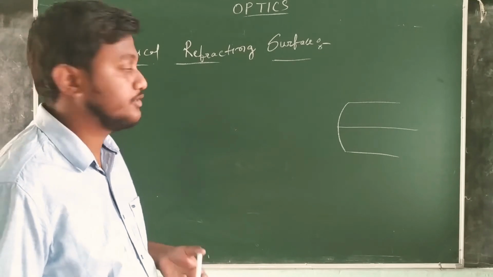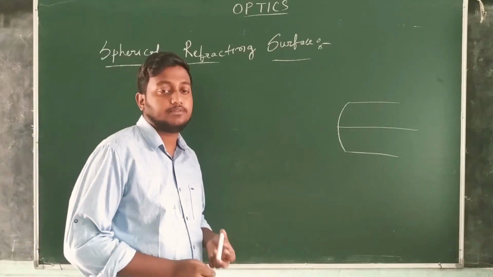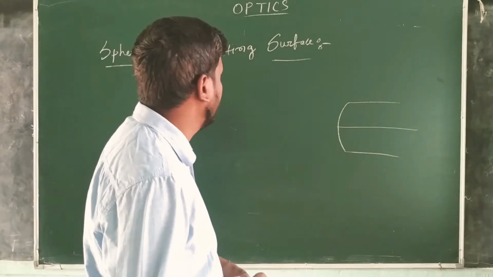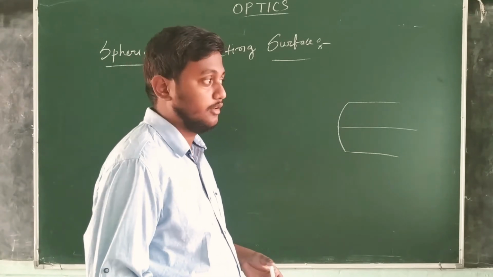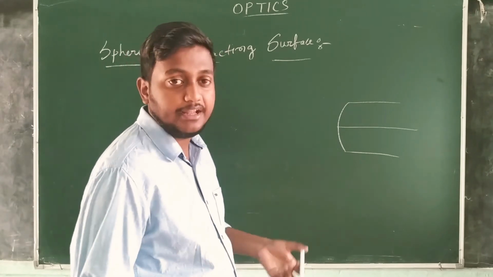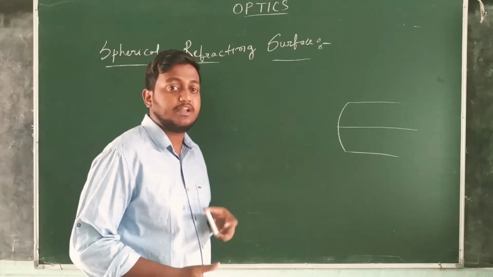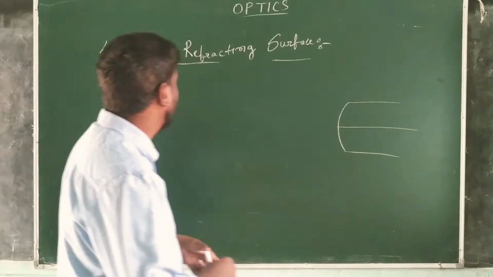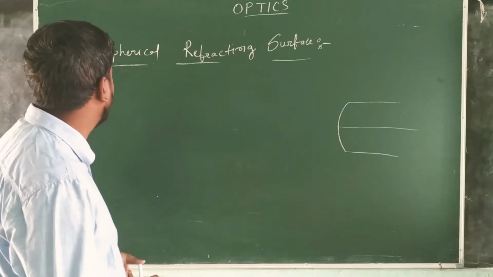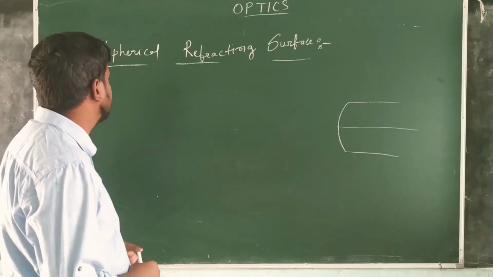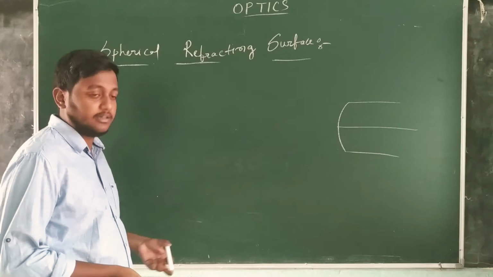So in my last lecture, I discussed the application of total internal reflection. I discussed the mirage and optical fiber, how optical fiber works, and how a mirage is formed. Now today I am going to discuss the spherical refracting surface.